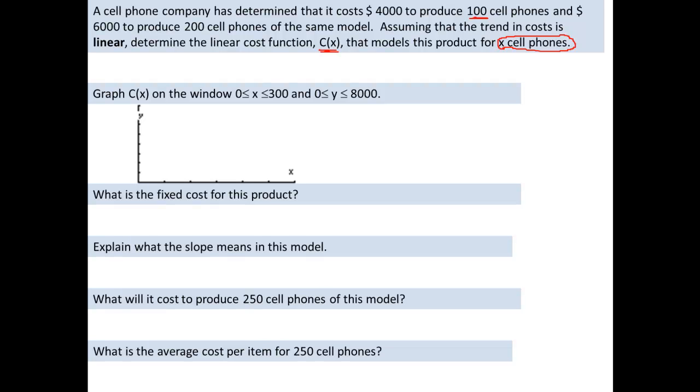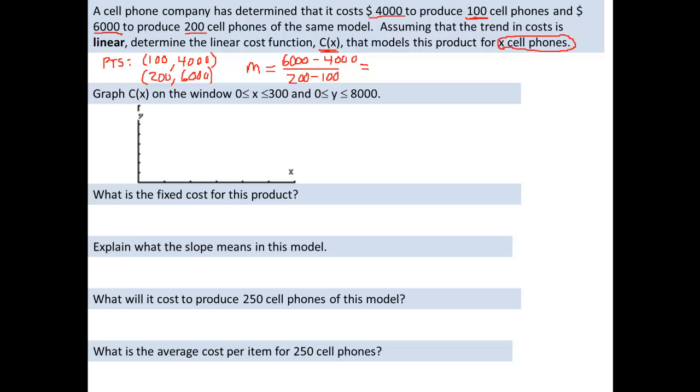So I've got 1 point where x is 100 and y is 4,000. And I've got a second point where x is 200 and y is 6,000. Okay, so with these 2 points, I can find the slope. So let's summarize here. I've got 2 points, 100, 4,000, and a second point of 200, 6,000. And so assuming that this is a linear function, we can find its slope. That will be the change in the cost divided by the change in cell phones.